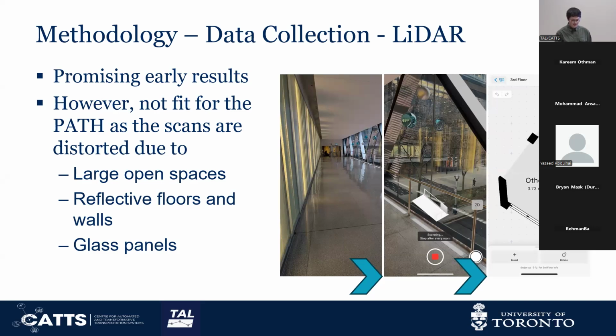So first of all, there's LiDAR. LiDAR scanning is actually available on many iPhone Pro models. What it does is that you can take a quick scan of a room or like a kitchen or something, and that automatically generates a floor plan for you. But this was not a great fit for the PATH because the PATH has a lot of large open spaces, and the reflective walls and panels can really throw off the scans. So we decided ultimately not to use this.